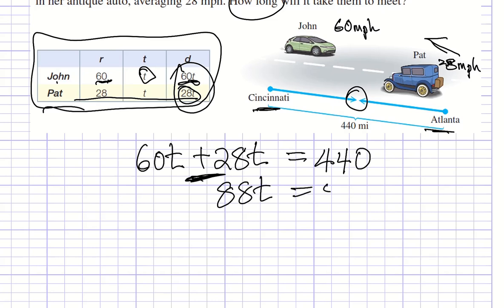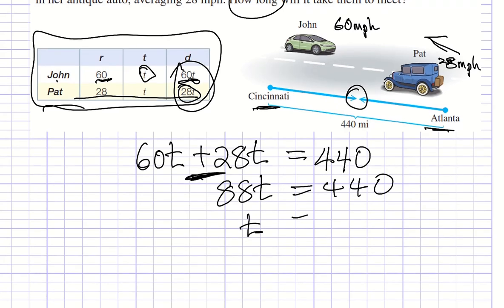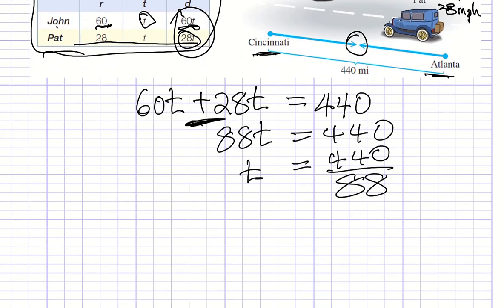You get 88T is equal to 440, yeah? 88T is equal to 440. Then divide both sides by 88. You get T equals 440 over 88. If you divide 440 by 88, you get 5, okay? So once you do that, basically you're done.